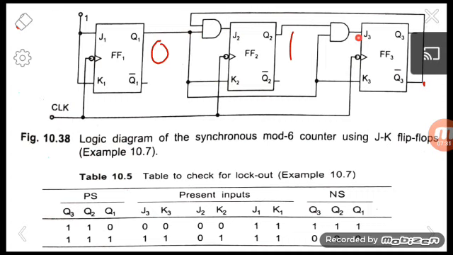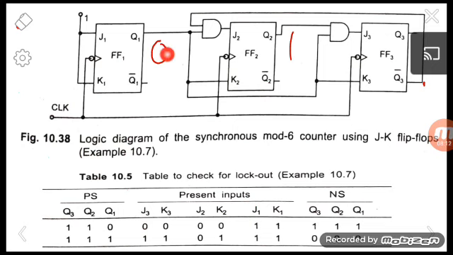And what about J3 and K3? We know that Q2 is 1, and the other input of the AND gate is coming from Q1, which is 0. So the output of the AND gate will be 0, so J3 will be 0. K3 is given as Q1, so K3 is also 0. Using these present input values, we can determine the next state of the flip-flops.